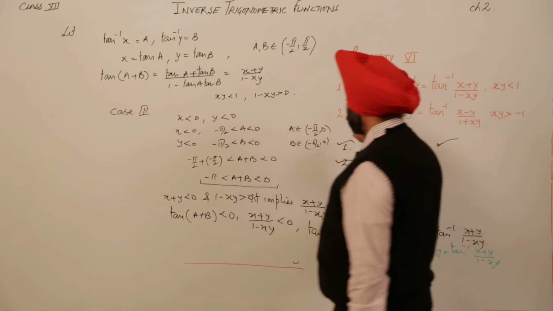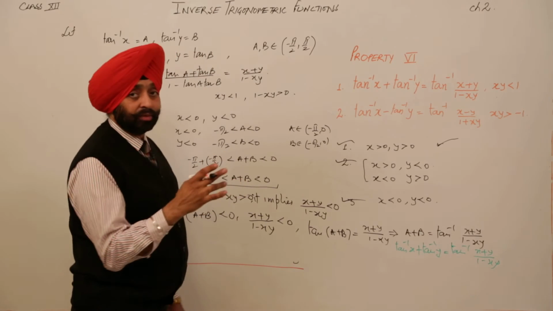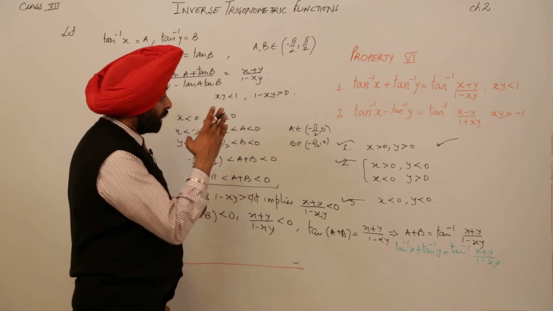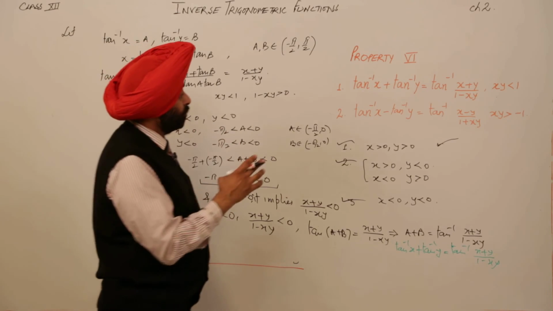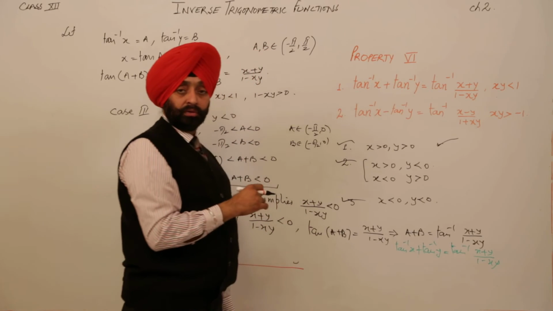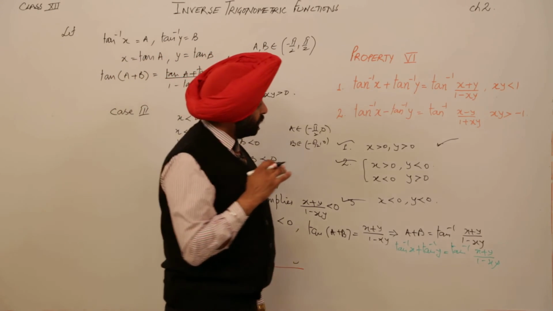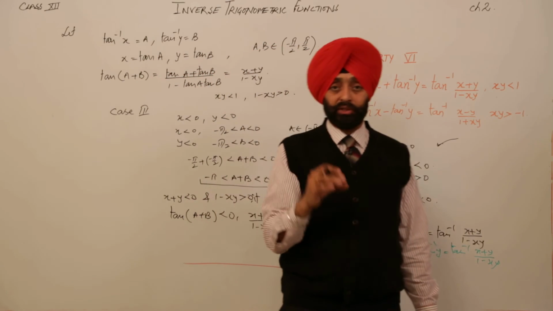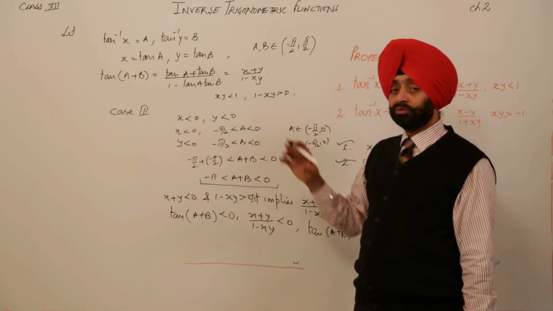Now similarly I am going to prove the second one also, because here xy is greater than minus 1. After proving both the properties, I am going to show you three different cases for this part. As I told you, for your competition part it is very necessary. After showing you the three conditions, we are going to solve some very nice questions based on these properties.